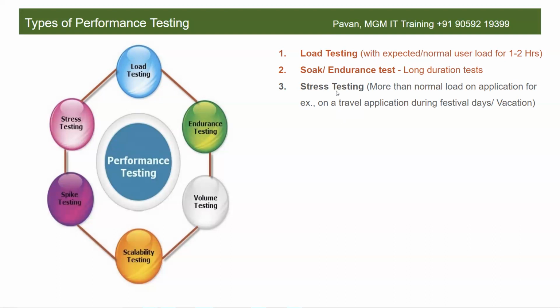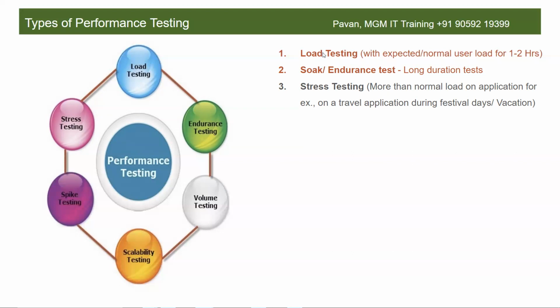Now the next type of testing is stress testing. If you observe here, I have highlighted load testing and soak testing in a different color because these two tests are mandatory for any application, whether it is a web application or a mobile application. These two performance test types are mandatory. Before coming to performance testing, of course, they will do functional testing and unit testing first.